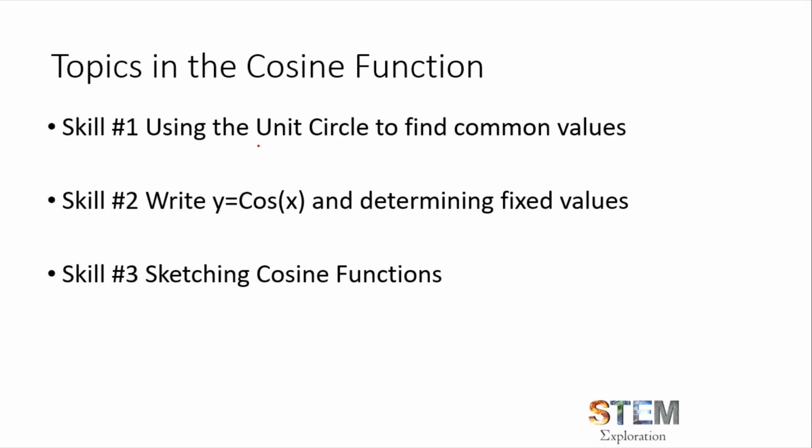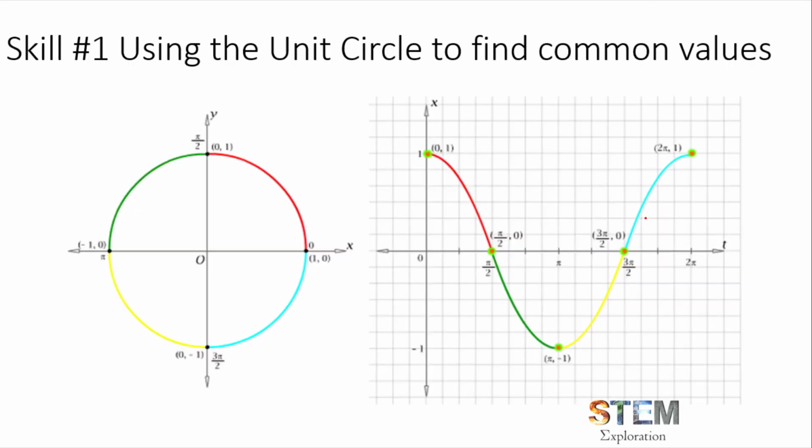Today, we are going to discuss the cosine function. Specifically, I want to look at the unit circle of the cosine function and how the unit circle relates to the cosine function a little bit differently than the sine function. We'll look at how to write a cosine function based on a graph, and then how to determine the exact radian values based on a fixed cosine value, and then look at sketching cosine functions at the end of this given video.